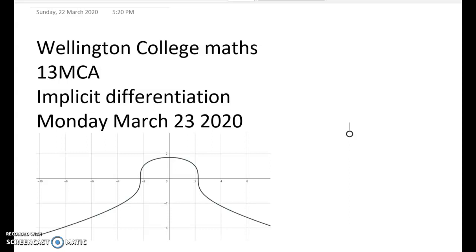This is a video going through implicit differentiation, which is what I'm going to be doing in class tomorrow on Monday. But I already know that there are going to be some of you away. So far I think we're up to 4 people being away, so I thought I'd try and record it.